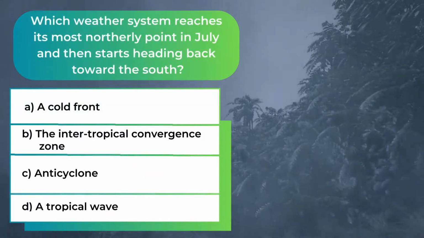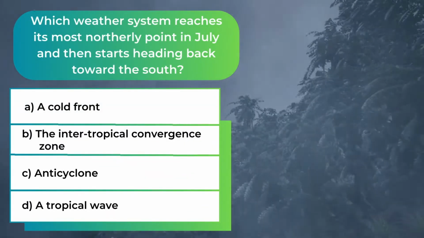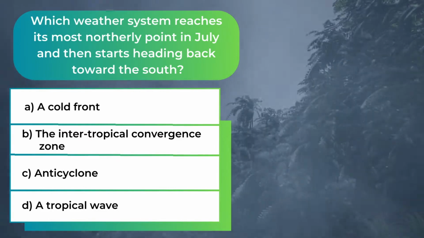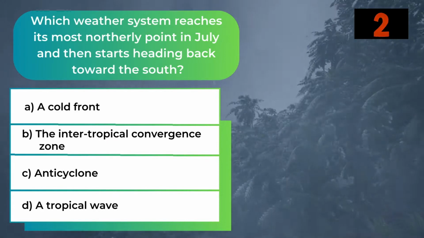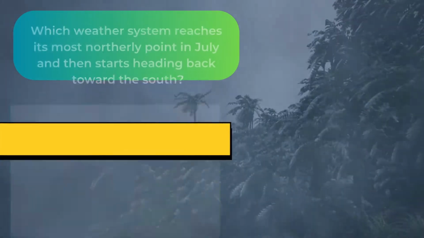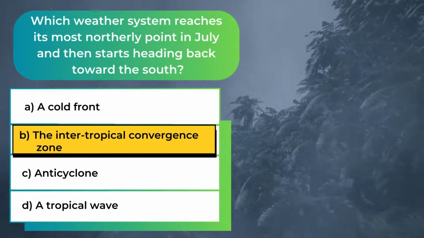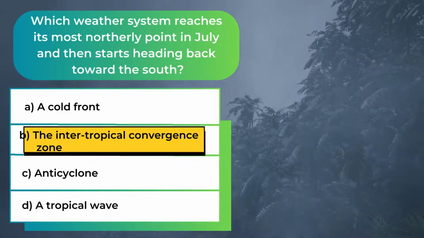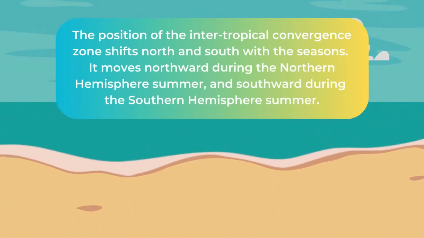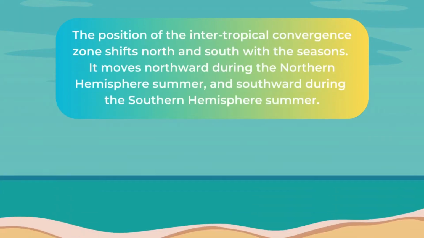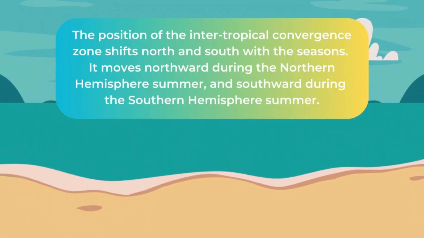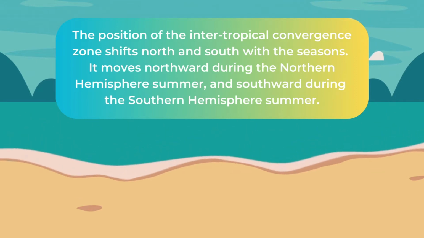Which weather system reaches its most northerly point in July and then starts heading back toward the south? The answer is B. The intertropical convergence zone. The position of the intertropical convergence zone shifts north and south with the seasons. It moves northward during the northern hemisphere summer and southward during the southern hemisphere summer.